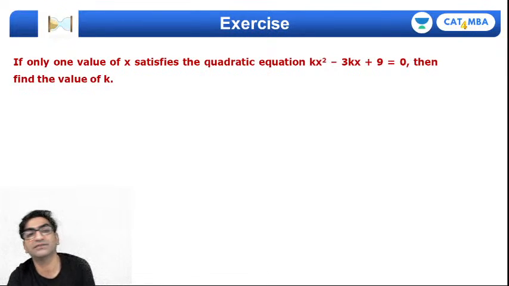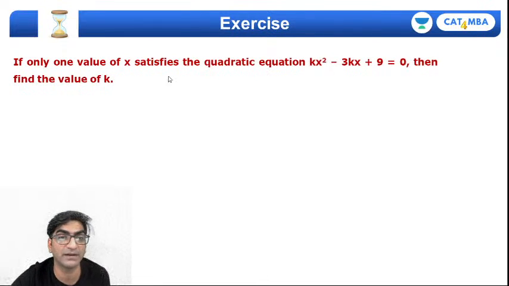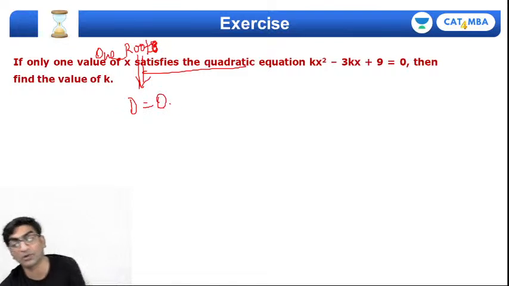Here's the next question. If only one value of x were to satisfy this quadratic equation, kx square minus 3kx plus 9 equals 0, right? There's only one value that solves. What is the value of x that satisfies an equation? It's called a root. So it basically says that there is only one root. And when does one root happen?